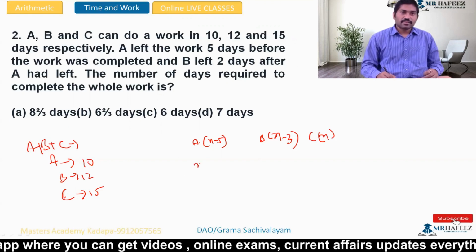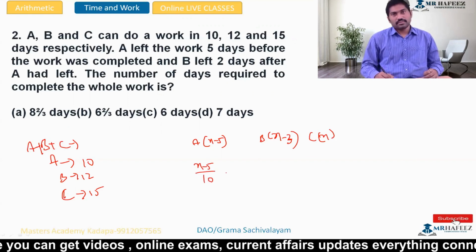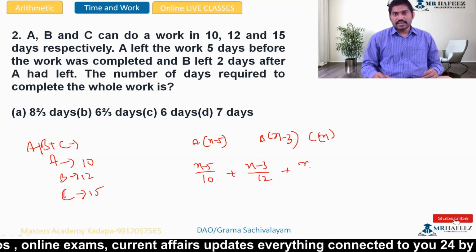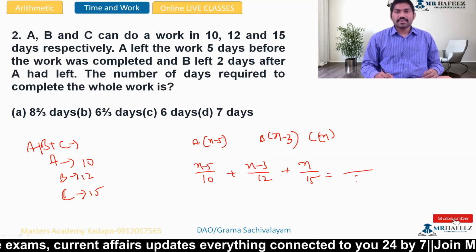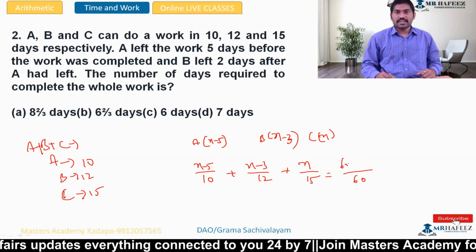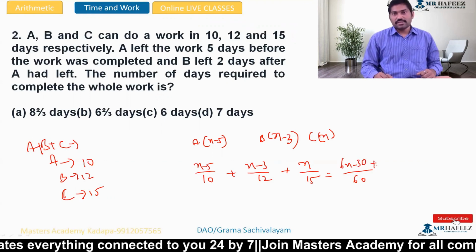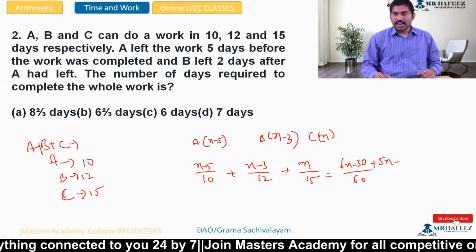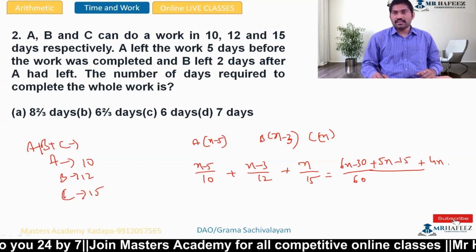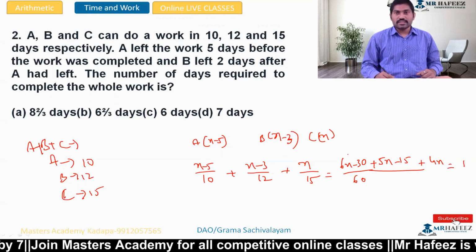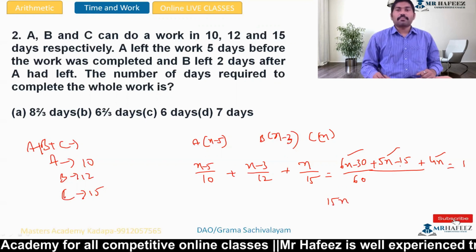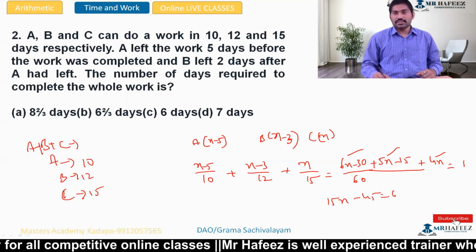Very simple. So (n minus 5) by 10 plus (n minus 3) by 12 for B, plus n by 15. The LCM here is 60. 10 goes 6 times, so 6n minus 30. 12 goes 5 times, so 5n minus 15. 15 goes 4 times, so 4n. Equals 1, so equals 60. 6n, 5n, 4n is 15n. Minus 30 minus 15 is minus 45, equals 60.